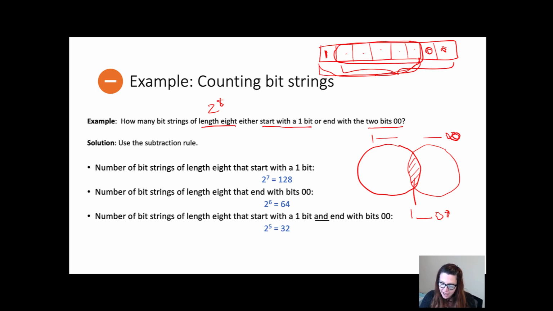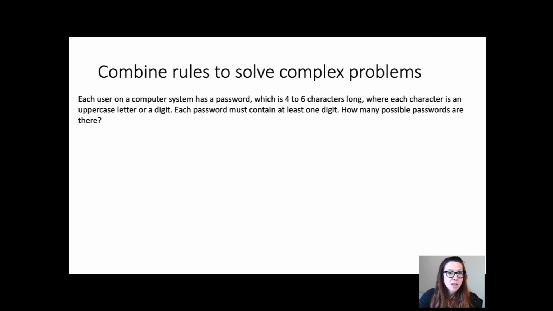And so putting this all together, that means I had 2 to the 7th choices over here, 2 to the 6th choices in here, and in the middle, I had 2 to the 5. And that is illegible, but down here, we'll see that that's 128 plus 64 minus the 32 in the overlap. So that's my overlap, 2 to the 5th. Okay, so we can combine rules to solve complex problems, right?